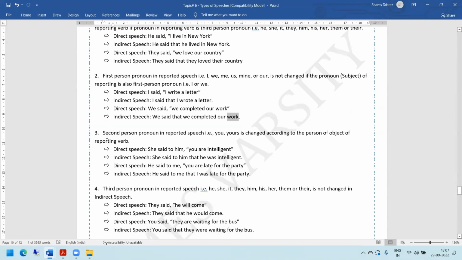Now, in the case of second person pronoun in reported speech, yours is changed according to the person of the object of the reporting verb. Direct speech: She said to him, "You are intelligent." Indirect speech: She said to him that he was intelligent. Direct speech: He said to me, "You are late for the party." Indirect speech: He said to me that I was late for the party.